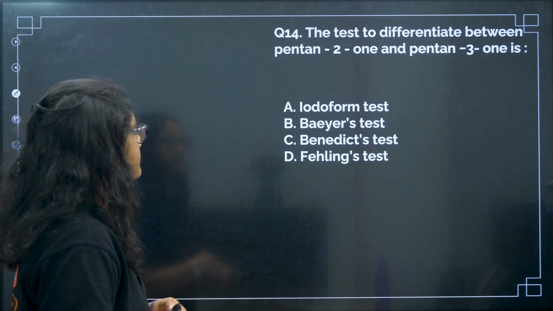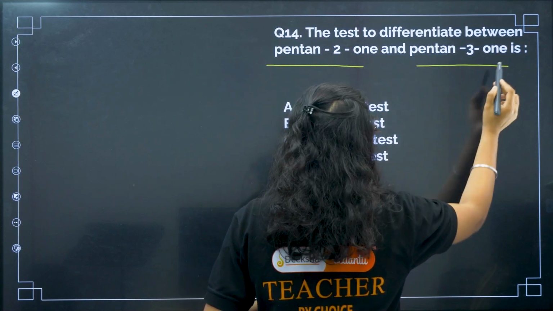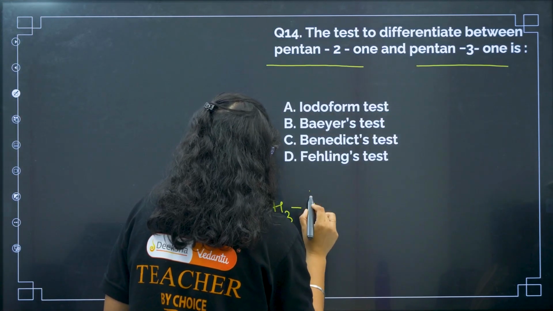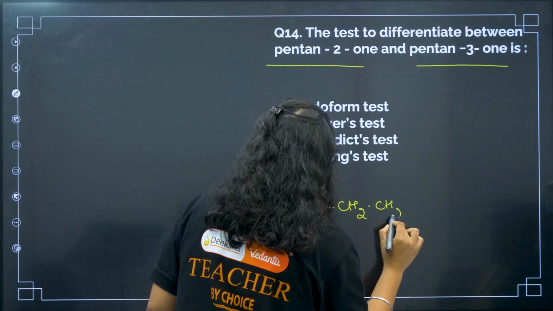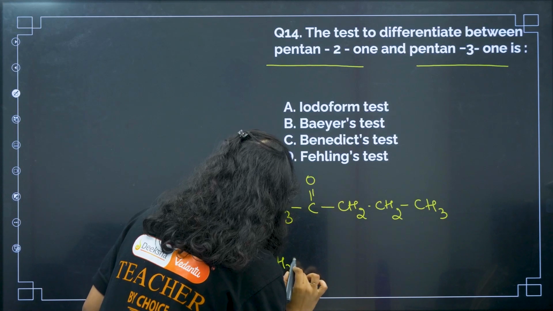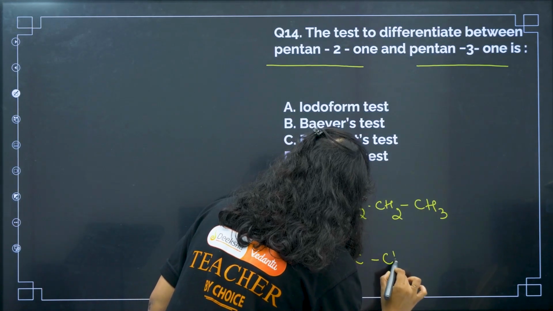Next, coming to question number 14, the test to differentiate between pentan-2-one and pentan-3-one. So if you see pentan-2-one, we have this structure, pentan-2-one, and then we have pentan-3-one.